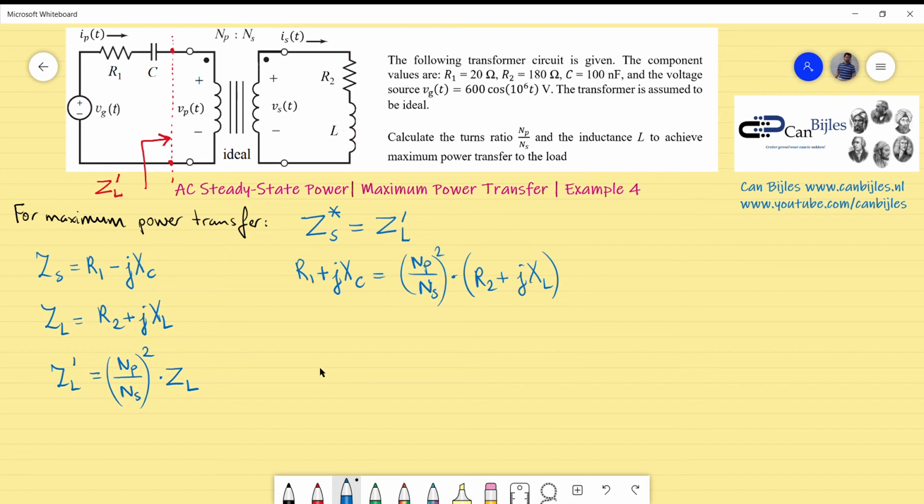We have the following. The R1 is 20, so let's continue with black. So this is 20.